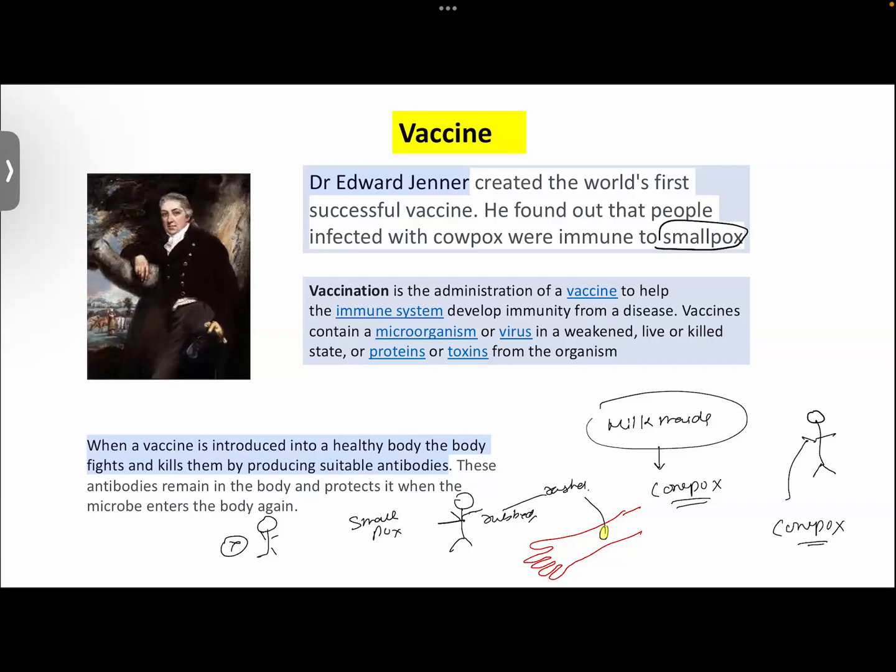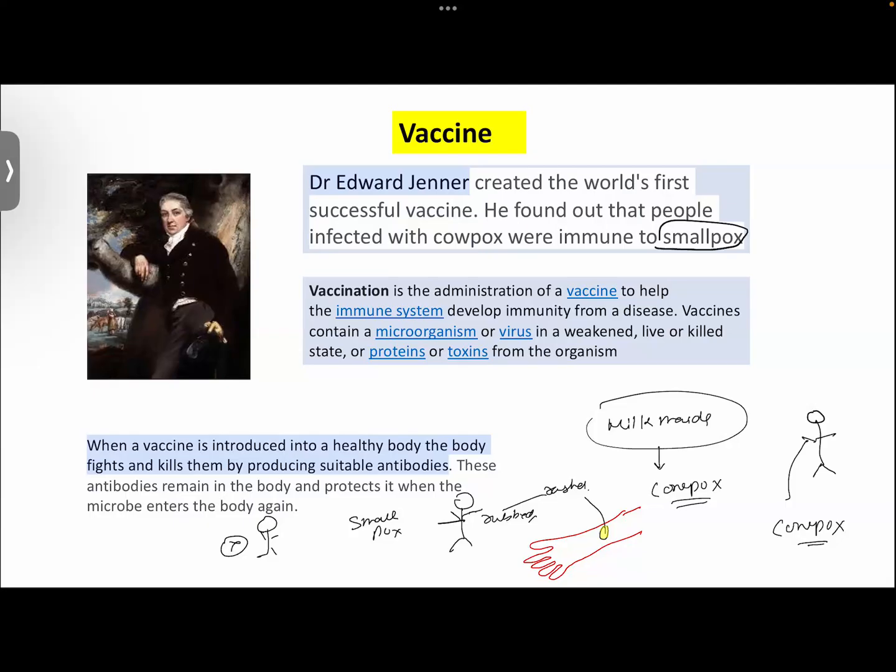Whenever a vaccine is introduced in the body, the body would first be fighting it, and it will be successful at killing it. How does it work? The body will be producing some antibodies, and those antibodies are going to remain in your blood. So the next time when the actual, strong virus or strong microorganism infects the body, the person will already have antibodies prepared earlier in his or her blood, so they will be able to better fight the microbe.